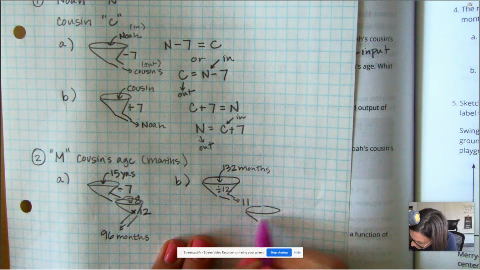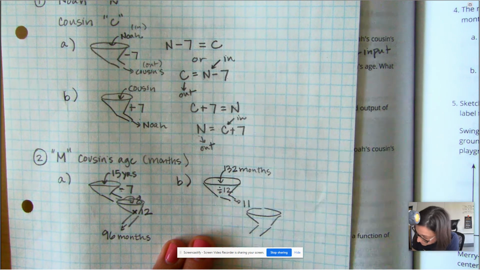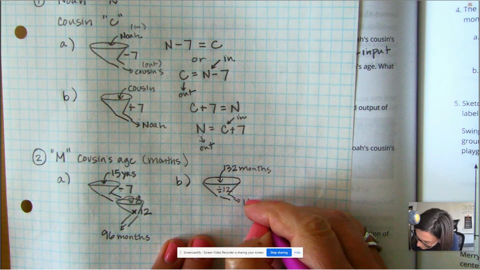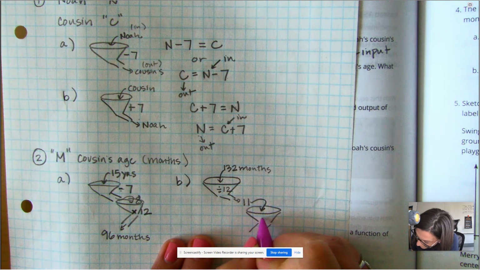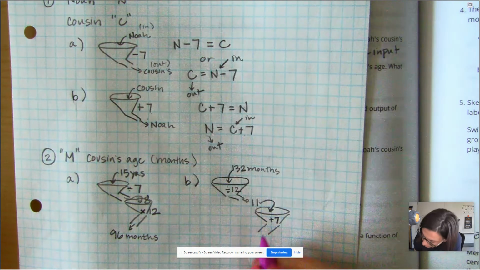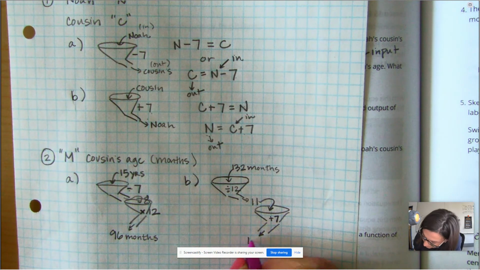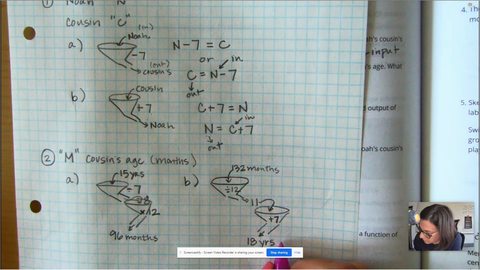This is how many years old the cousin is. And remember, the cousin is younger. So then you're going to add 7, because cousin plus 7 equals Noah. And that will be 18 years old. Amazing.